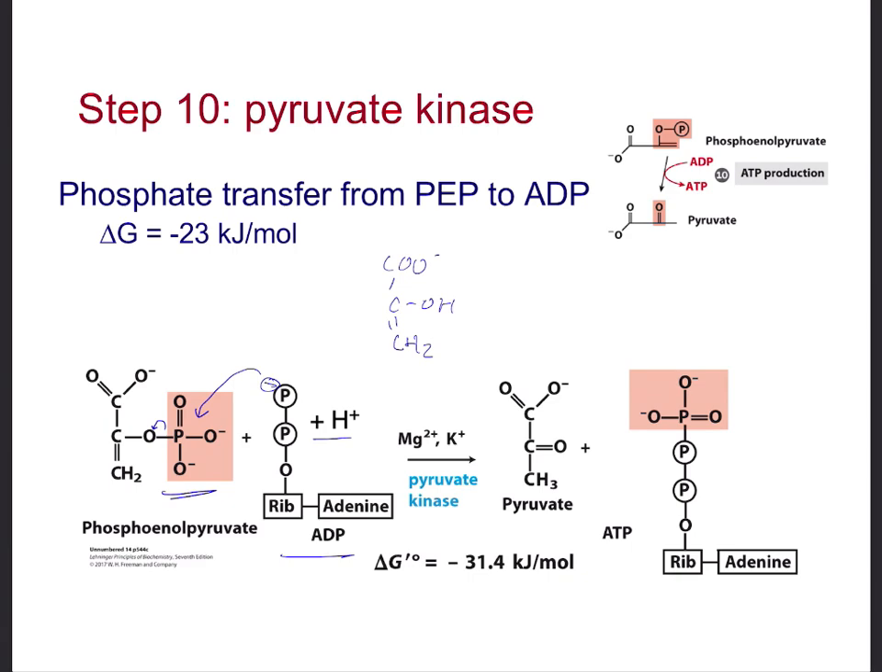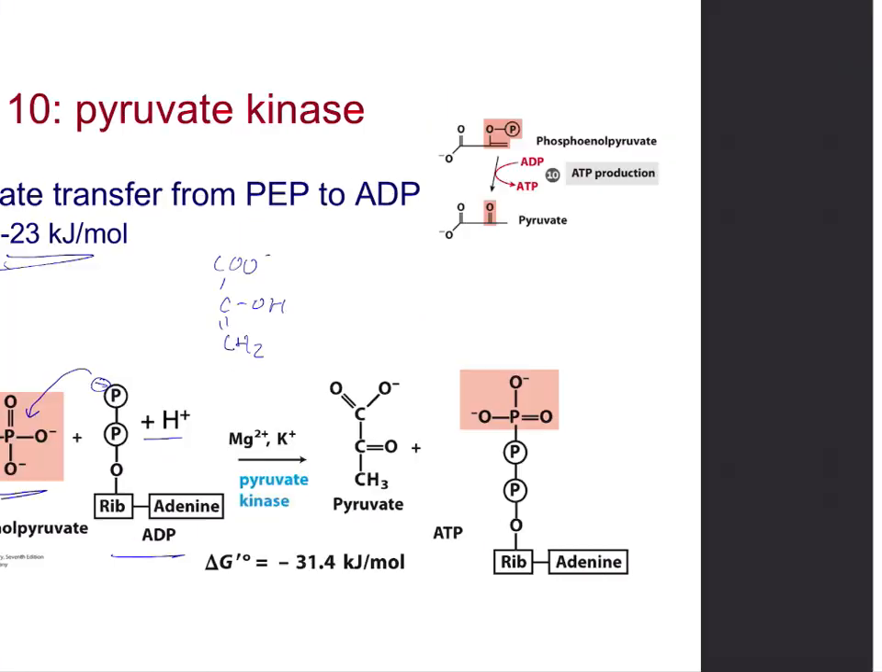Now, the delta G for the phosphate transfer is about negative 23 kilojoules per mole. So that step in itself is highly exergonic. Even making ATP, we see that this is a pretty exergonic step.